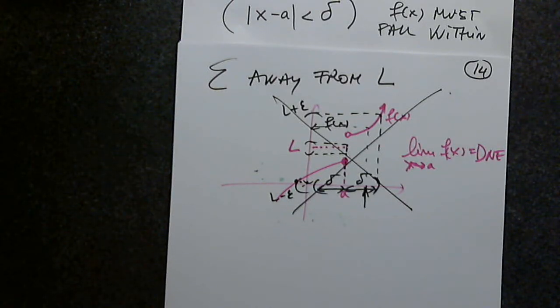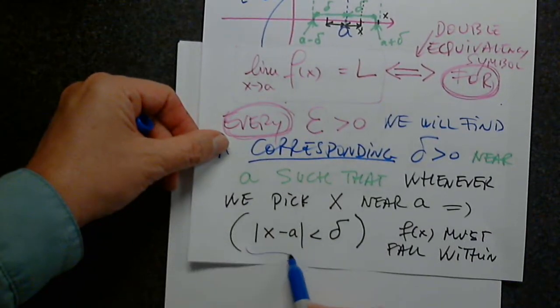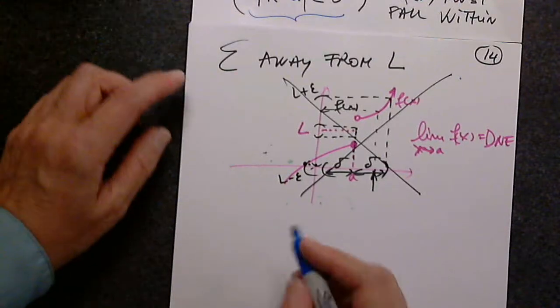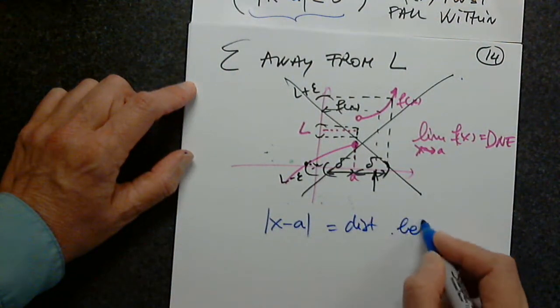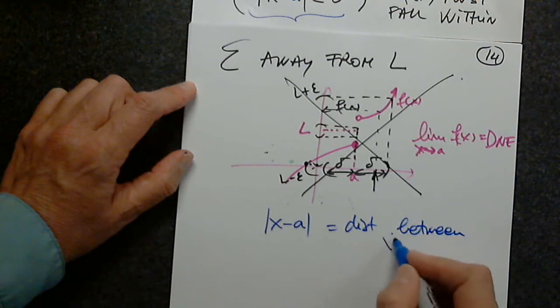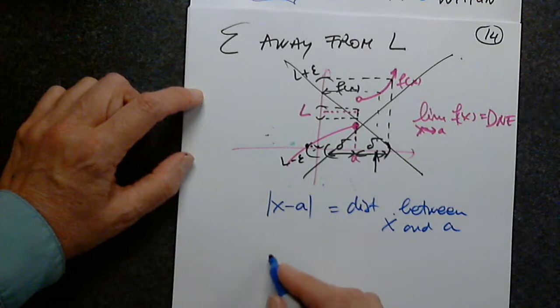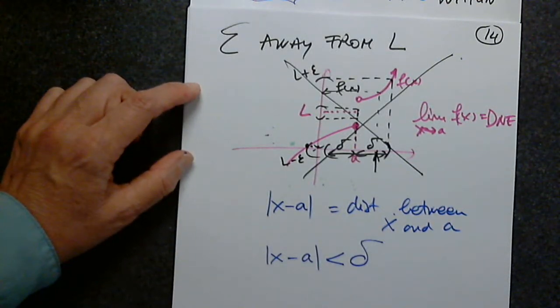So let me just show you a couple of mathematical notations so we don't have to write all this. But now I would like to explain this. The absolute value of x minus a means the distance between x and a. So when we pick x, the distance must be less than delta.